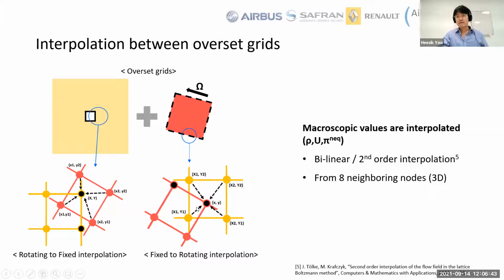I interpolate the macroscopic values such as rho, u, and the non-equilibrium tensor. After the interpolation, I reconstruct the distribution function. Here I consider both linear interpolation and second order interpolation to see the effect of different interpolation orders.